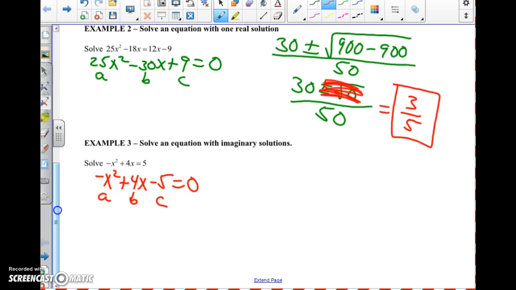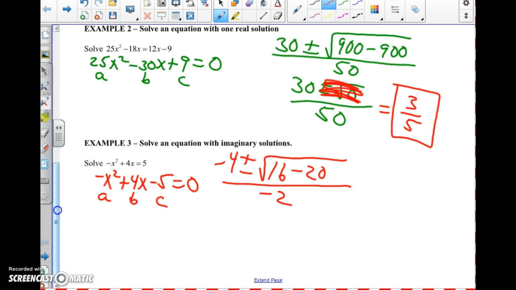So here we go again. Negative b is how much? Negative 4, plus or minus square root. Now b squared is, say it, 16. Now negative 4 times a, negative 1, times c, negative 5. How much is that? Negative 20. Over 2 times a, negative 1. So how much is that? Negative 2. You're correct.